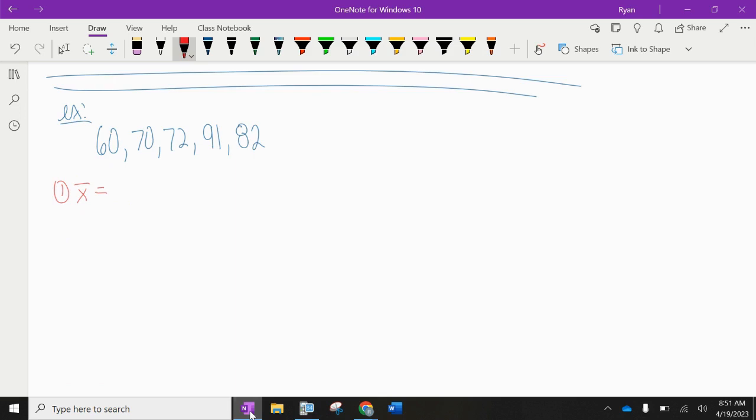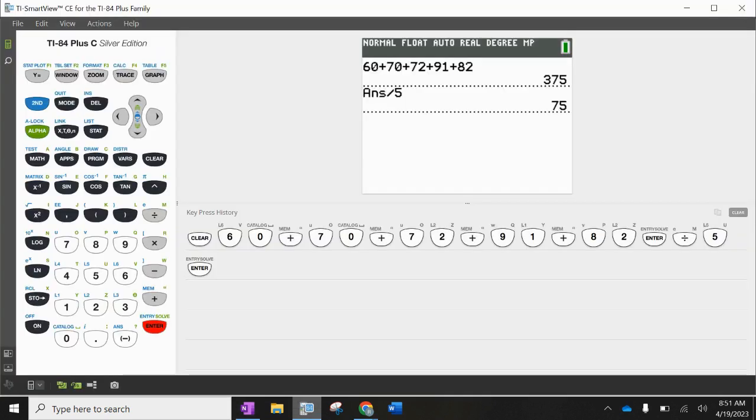All right, I got their mean to come out to 75. Add them all together, divide by 5, we get the same thing, 75. So we add them all together, and then whatever that result is, we divide by 5, that'll give you your mean.